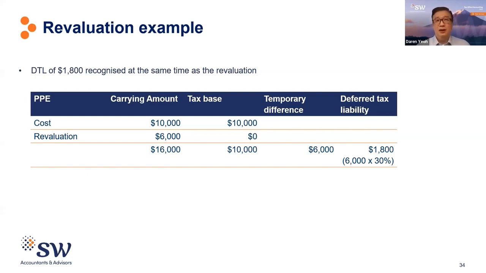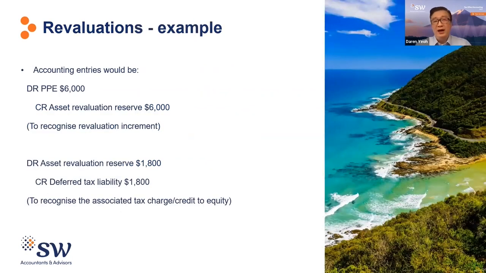Which account do you debit? In order to work out which account you need to debit, you need to refer to the original accounting entry. To revalue the asset, you debited the asset by $6,000 and you credited the asset revaluation reserve. So following the original entry, when you credit your deferred tax liability, you need to debit the asset revaluation account by the 1,800.